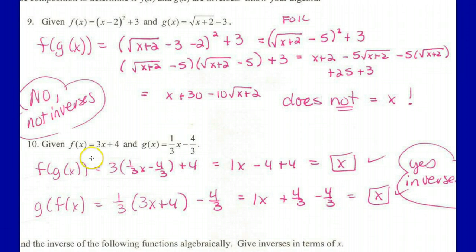I put g into f, so I literally take this whole thing and plug it in for x over here. And if I clean it up, I do get x, and then I would do the opposite. I would take all of this, plug it in for this guy's x, and see what happens.